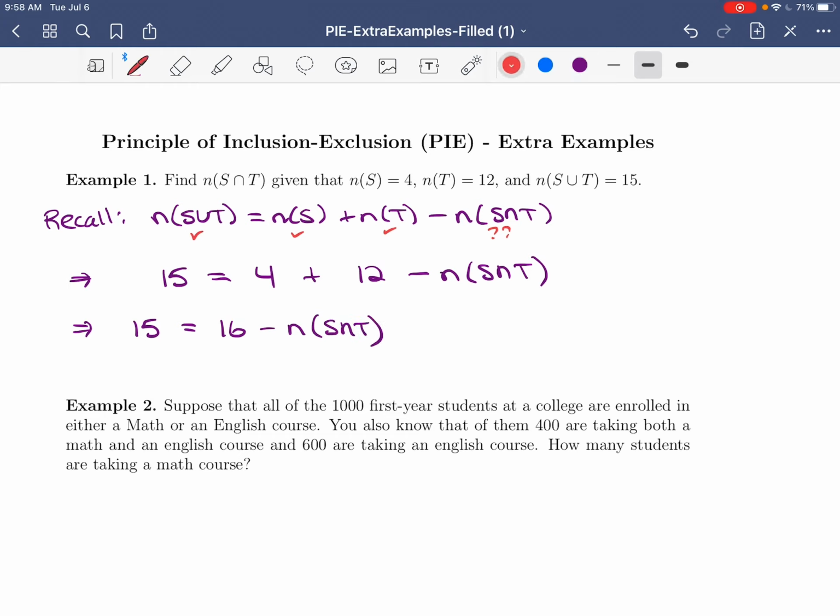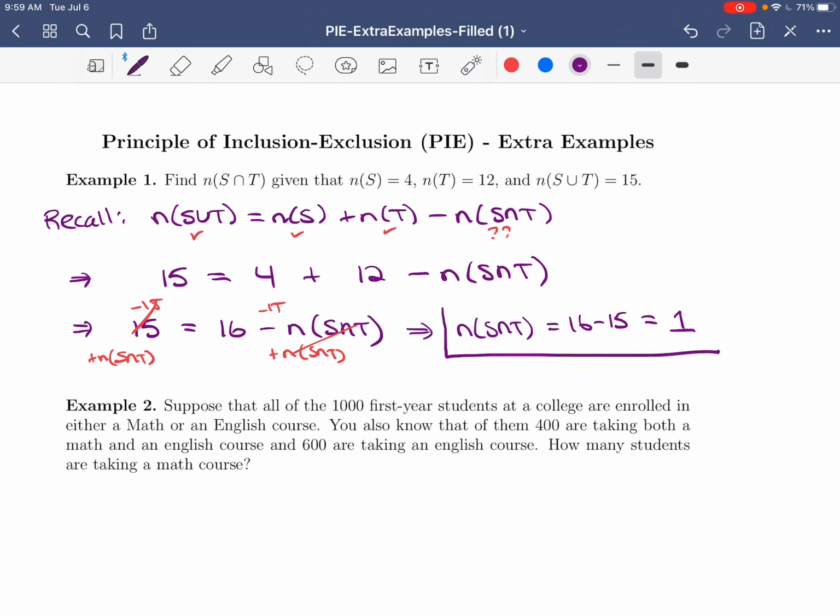So if I add the number in the intersection to both sides, so that it's positive, you might be able to see what the number should be already. And then I subtract 15 on both sides. Those are going to cancel out. And that's going to tell me that the number in the intersection, S and T, is 16 minus 15, or 1. So there was one thing that was in both S and T in order for all of these other things to be true.